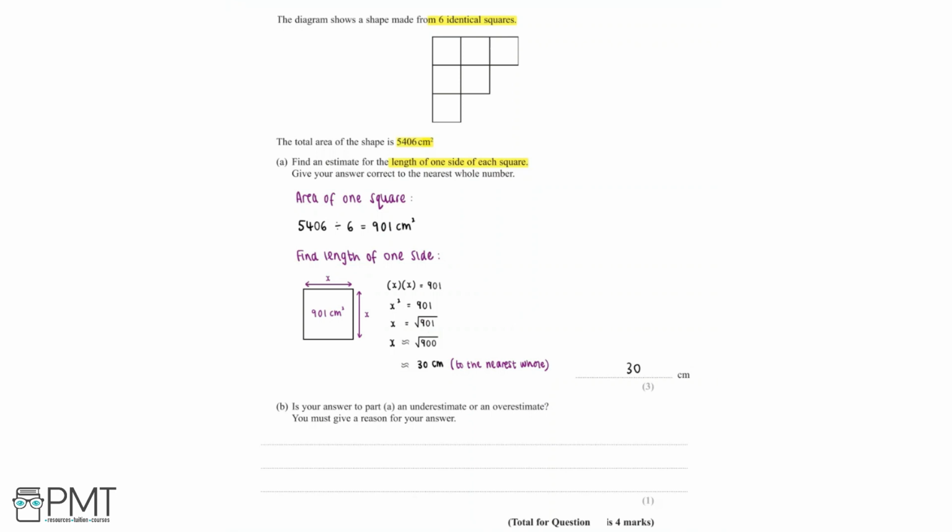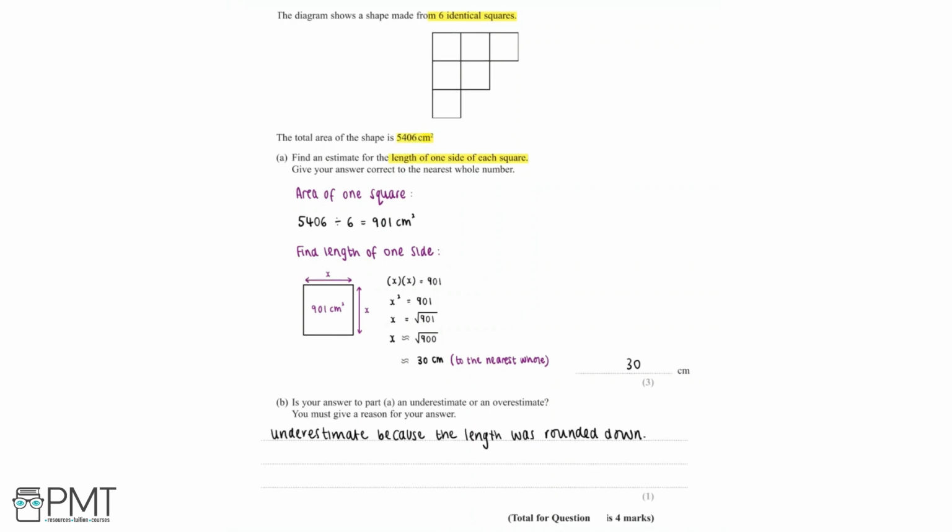And so the actual length of one side of each square would be greater than 30. And so our answer to part B is that part A was an underestimate because the length was rounded down.